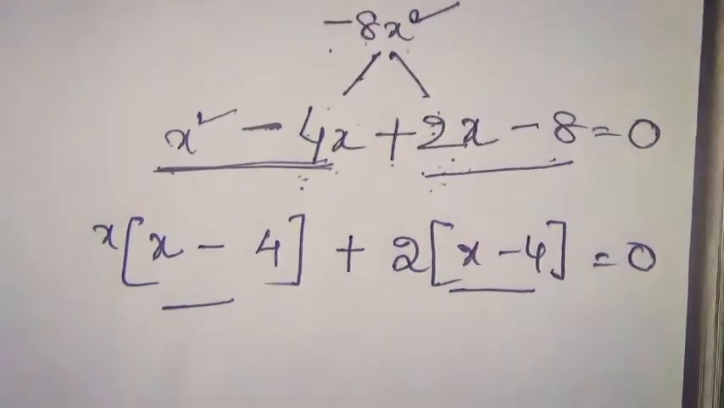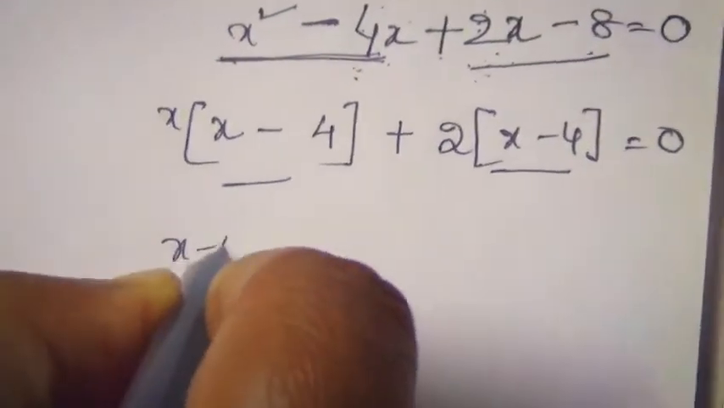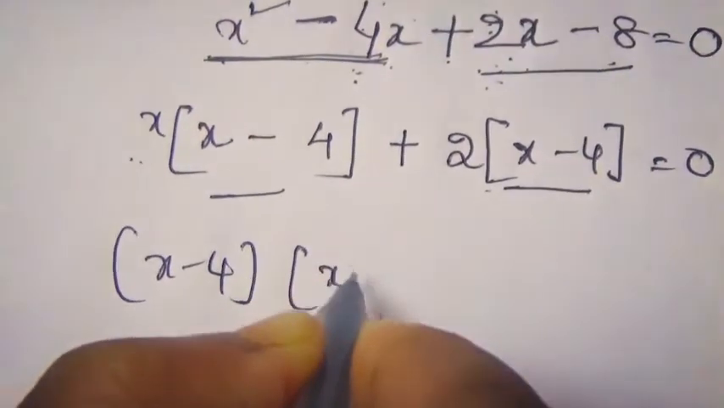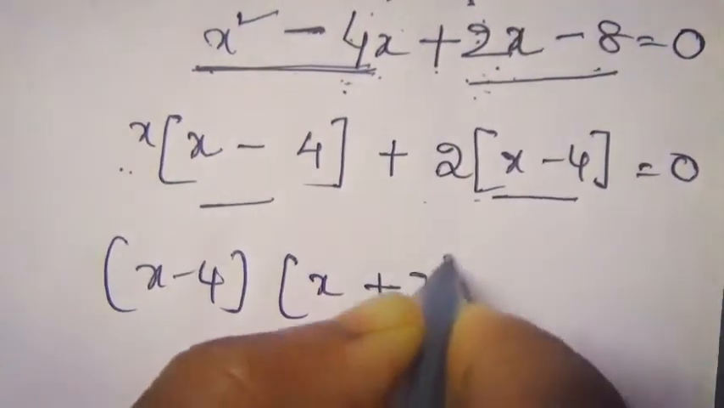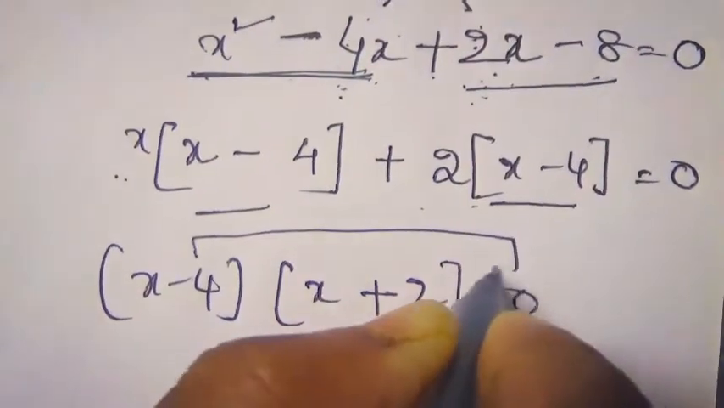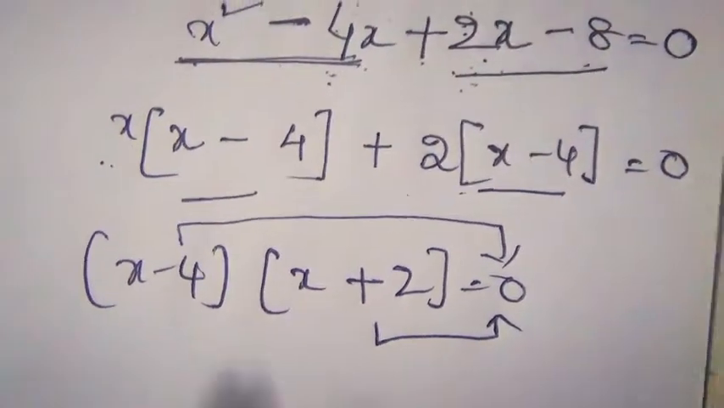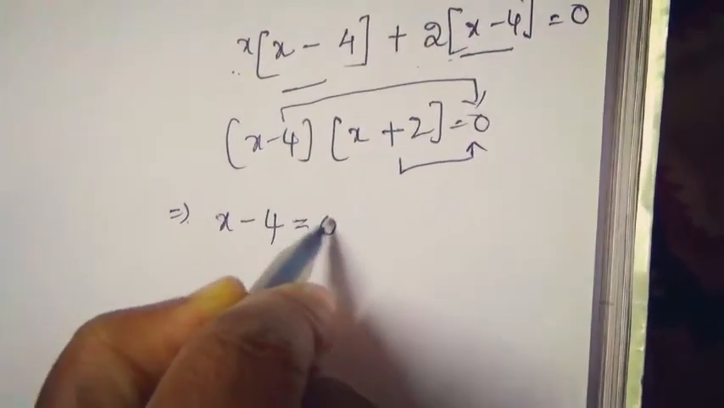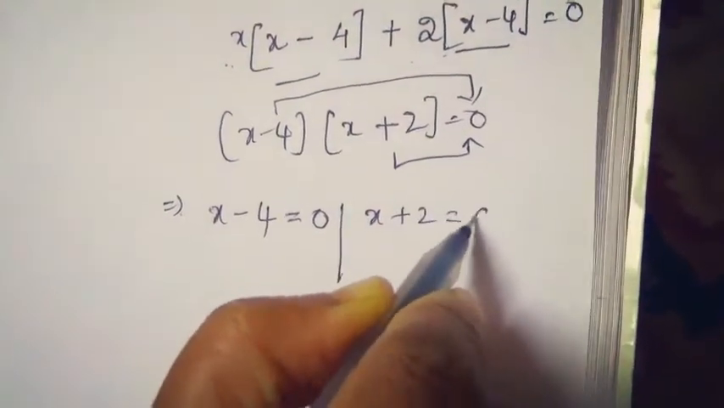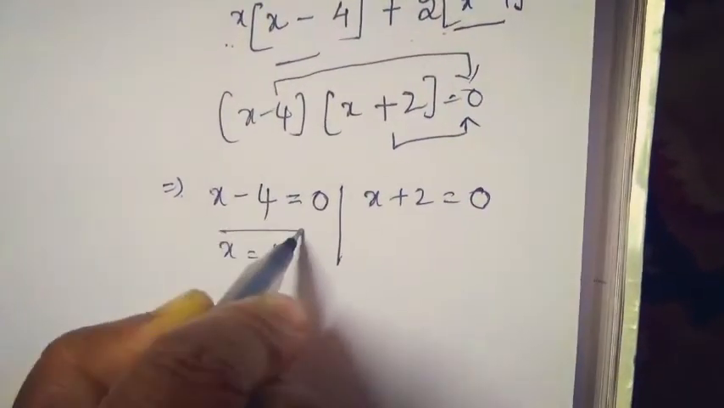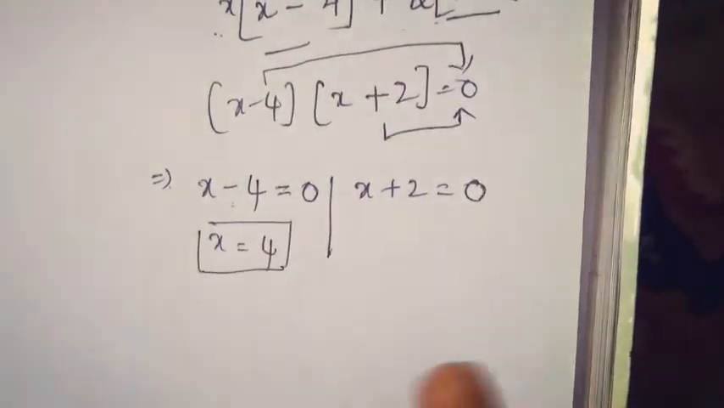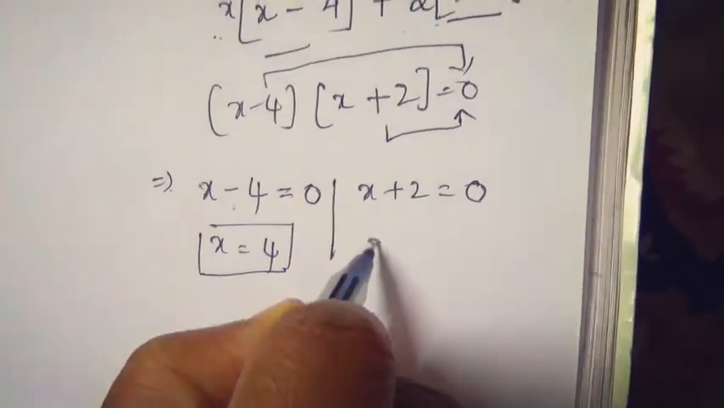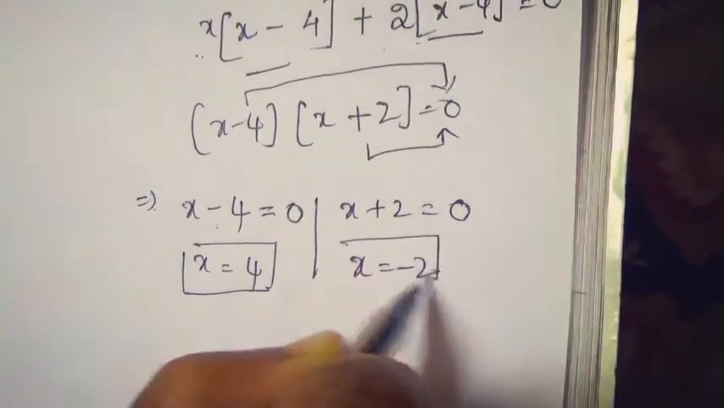Look at these two. What is the common term? x minus 4 is common in both of these terms. So what is the remaining? x plus 2, that is equal to 0. You just equate these two factors with 0. After equating you will get x minus 4 is equal to 0, x plus 2 is equal to 0. x is equal to 4, since minus 4 when it comes to the other side becomes plus 4, positive. x is equal to minus 2, just like that.